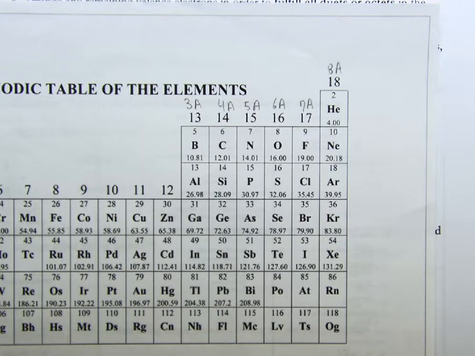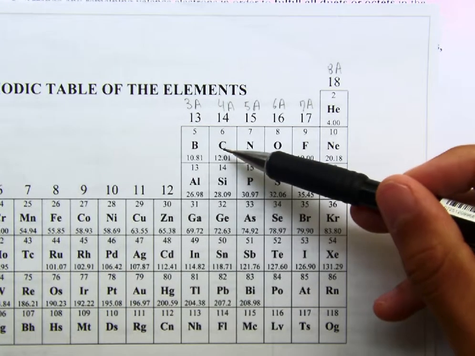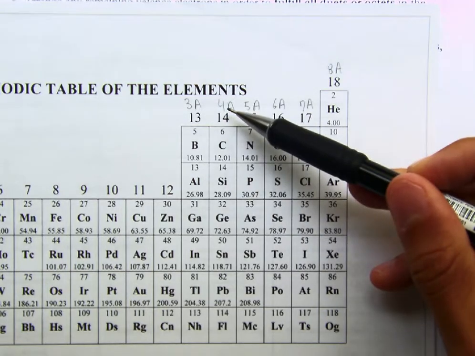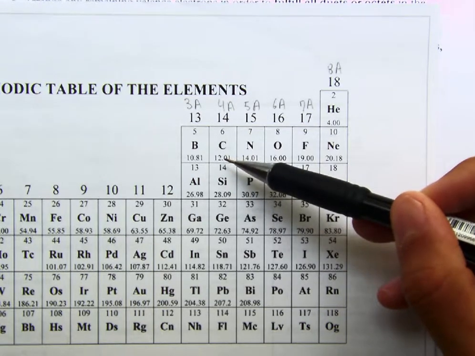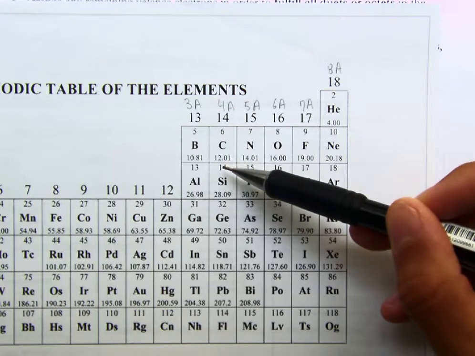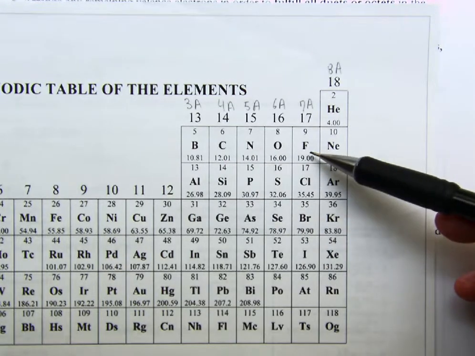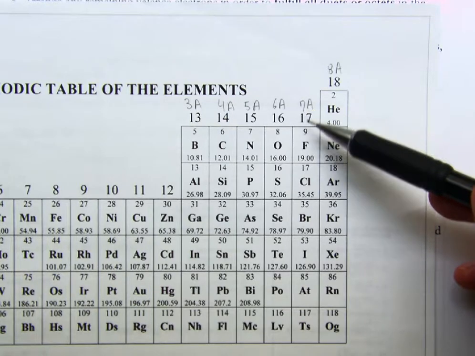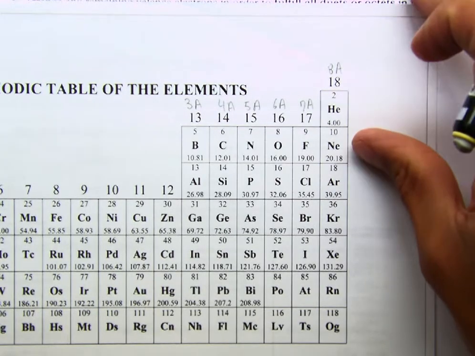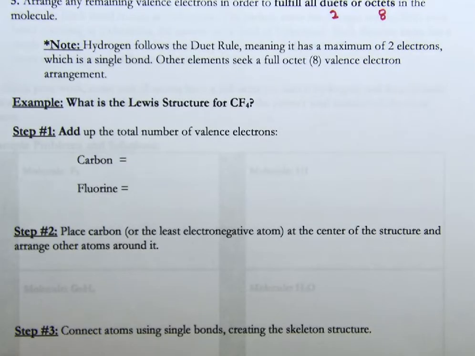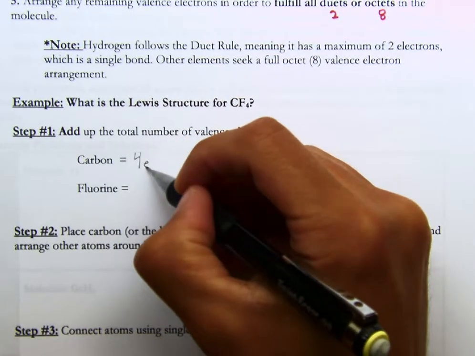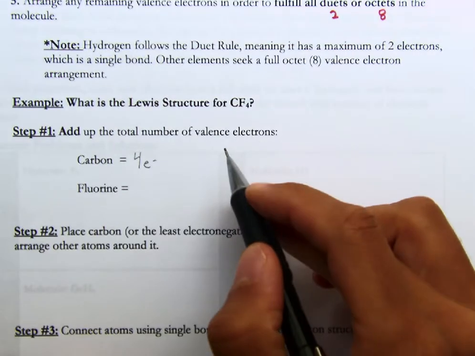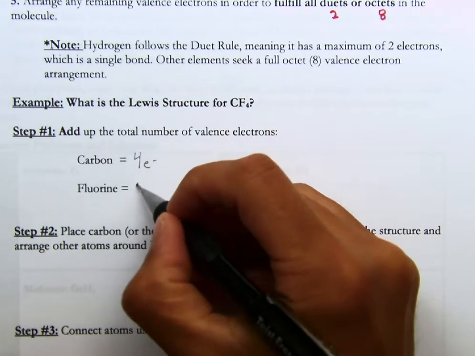So carbon right here is in column 4A. It has 4 valence electrons. And fluorine right here is in column 7A, so it has 7 valence electrons. So carbon has 4, and these are valence electrons, which means outermost electrons. And fluorine has 7.